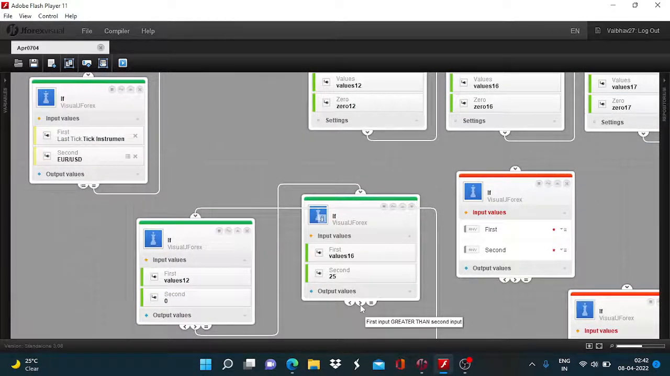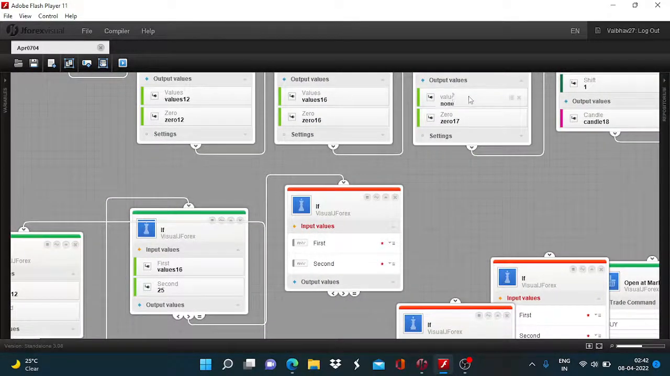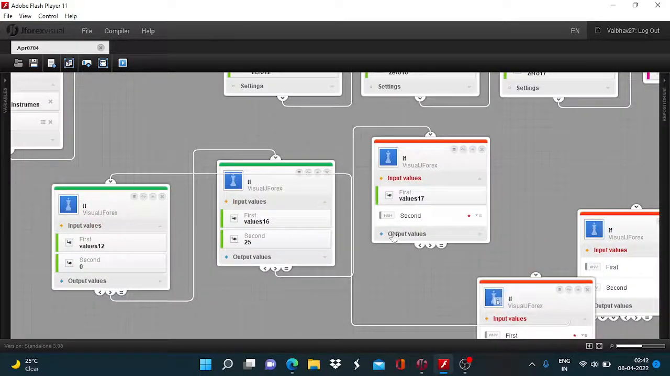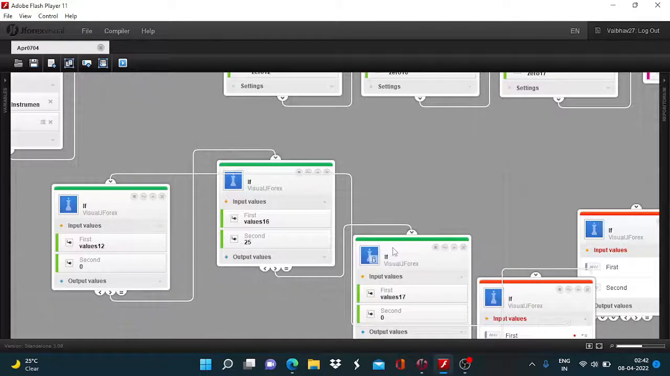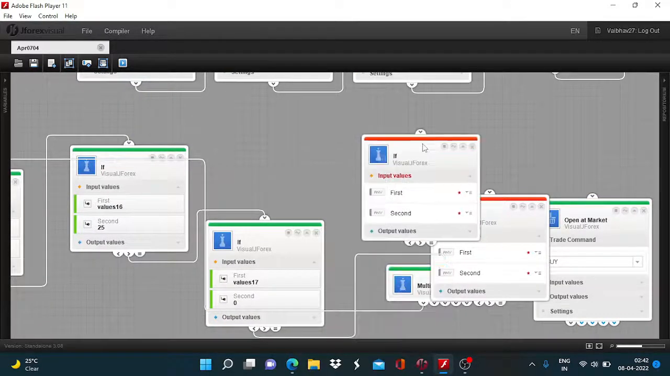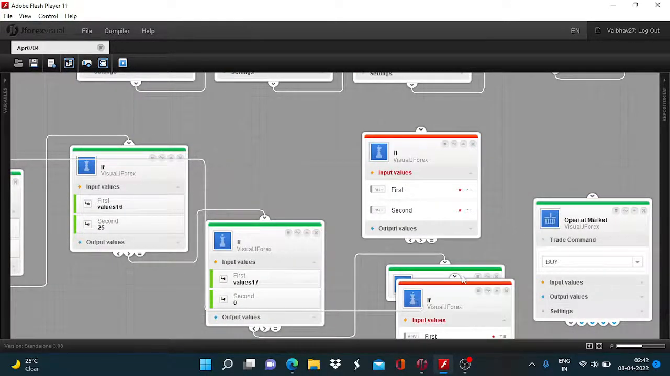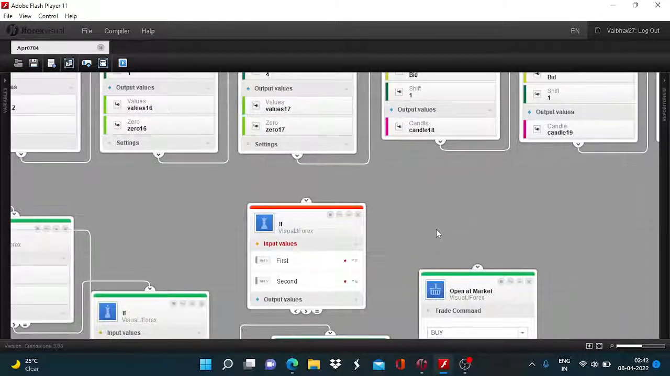First input greater than second input, value 17, it should be below 0. So first input less than second input. So with this we have defined the conditions related to the ADX at the trend.